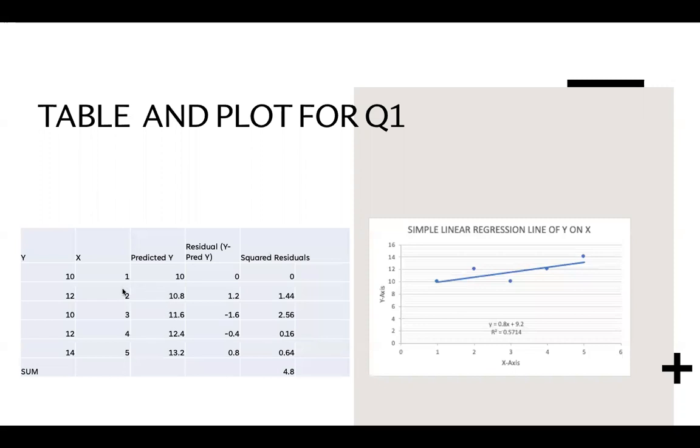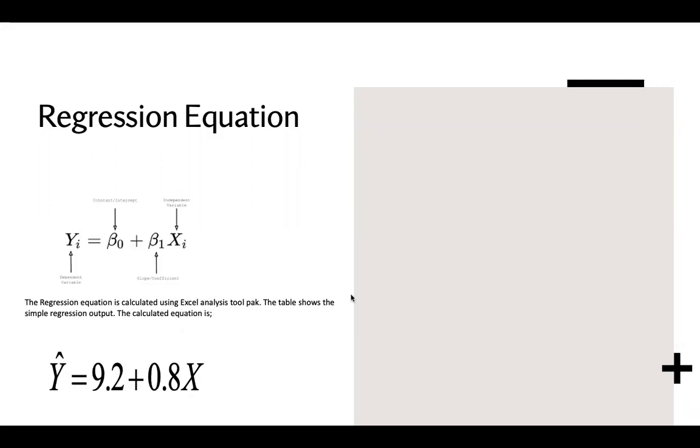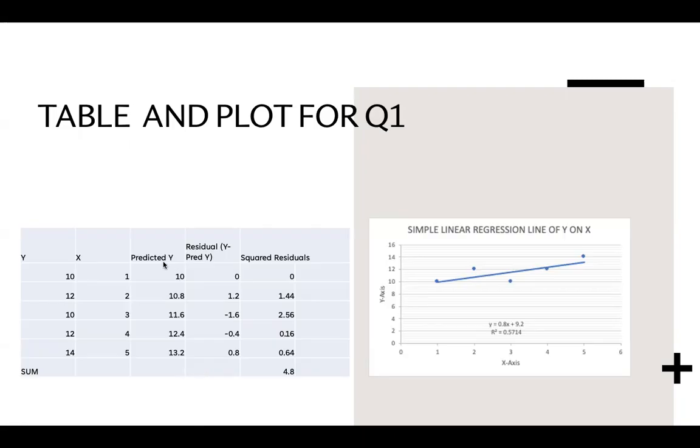Then this is the full table, where this is the predicted y, and this is calculated by entering the values of x into this equation. That's how you get each of the values of the predicted y, while the residual is y minus predicted y, and that's what you get here. Then the squared residual is the square of the residual column. That's how you get this column.